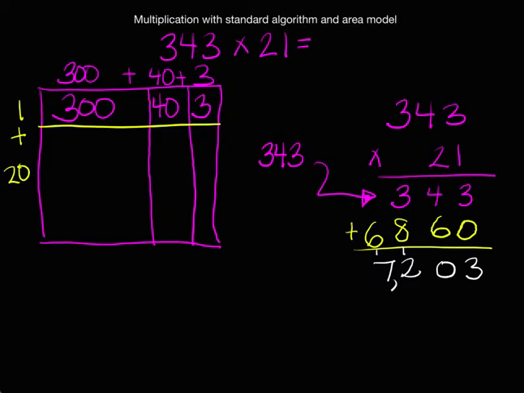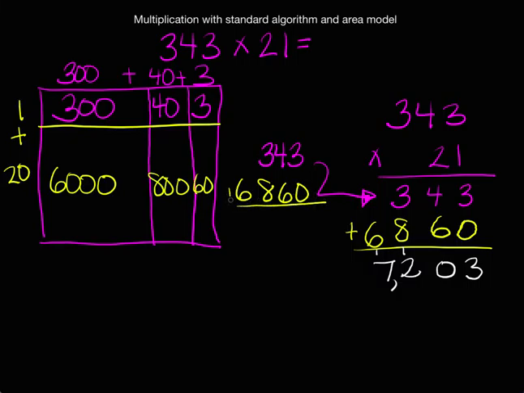Now when we multiply by the 20, 20 times 300 is 6,000. 20 times 40 is 800. 20 times 3 is 60. Add these numbers together and we get 6,860. Again, it's exactly what we got in our algorithm. And when we add these together, we will get the same number. We will get 7,203 as a product.